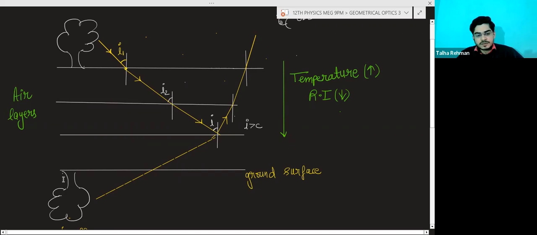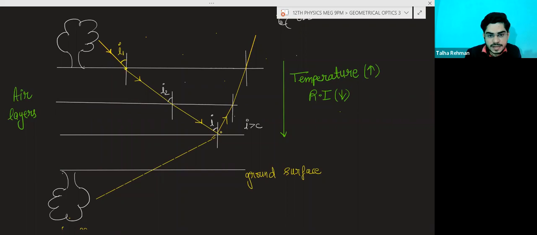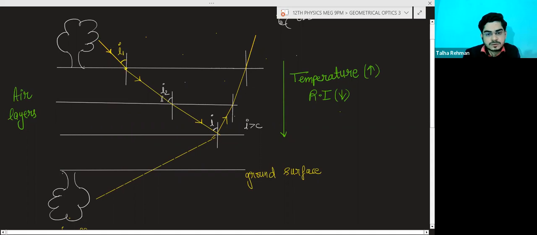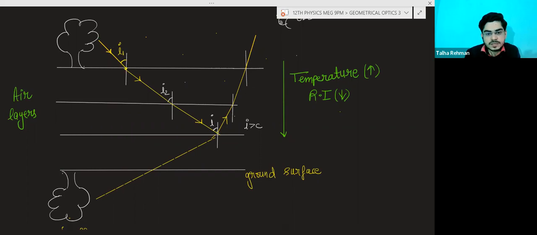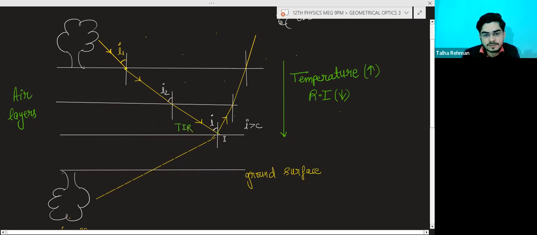The image is formed here due to the total internal reflection. Here TIR is taking place at this point. And why is TIR taking place? Because this angle of incidence becomes greater than the critical angle. As the light ray is coming like this, the angle of incidence keeps increasing as the light ray is coming from denser to rarer medium.